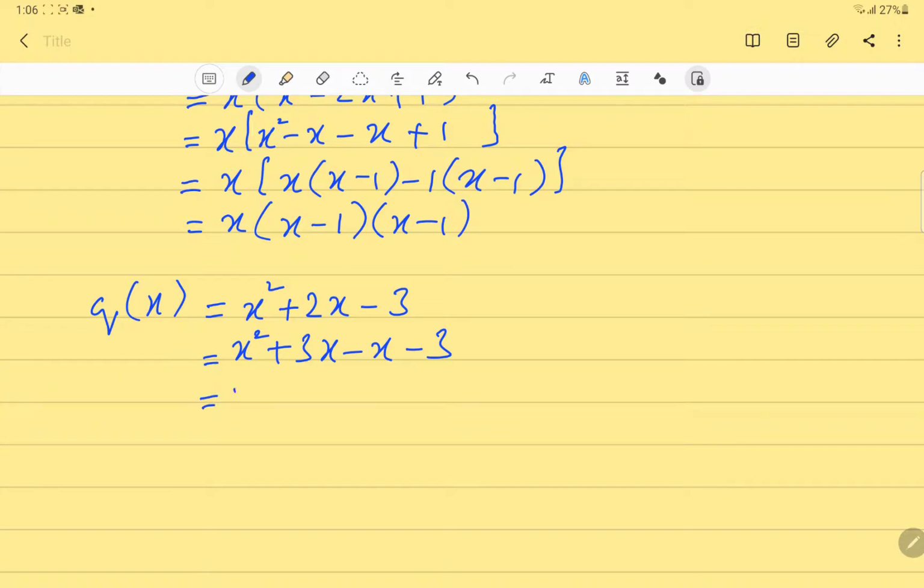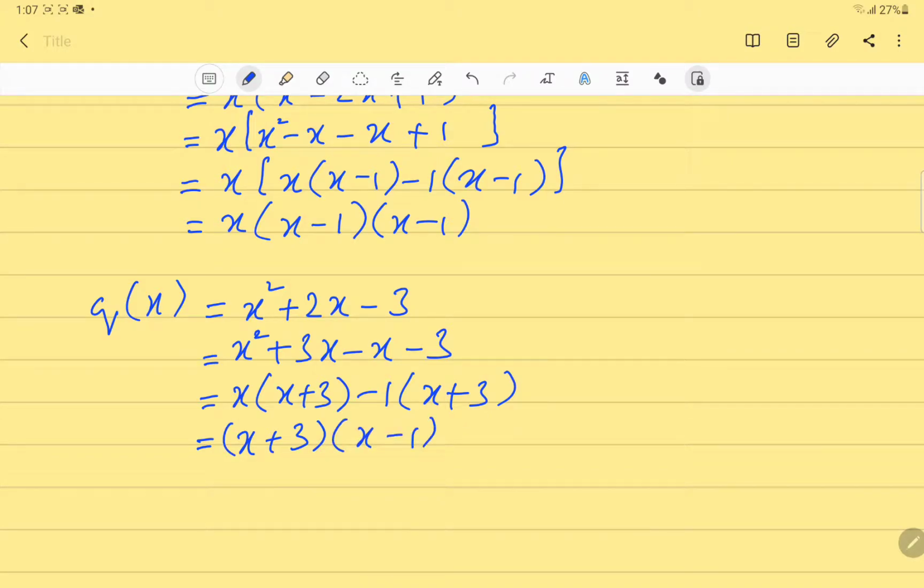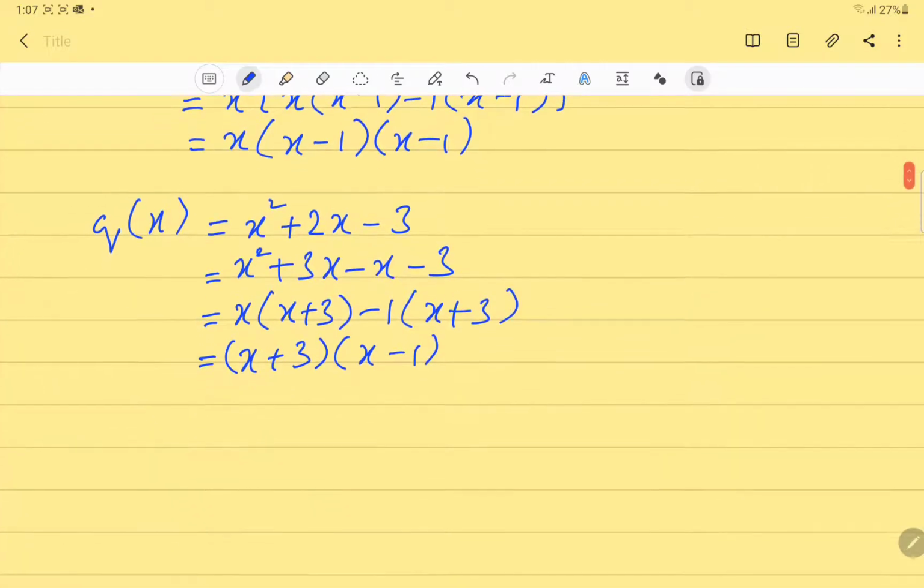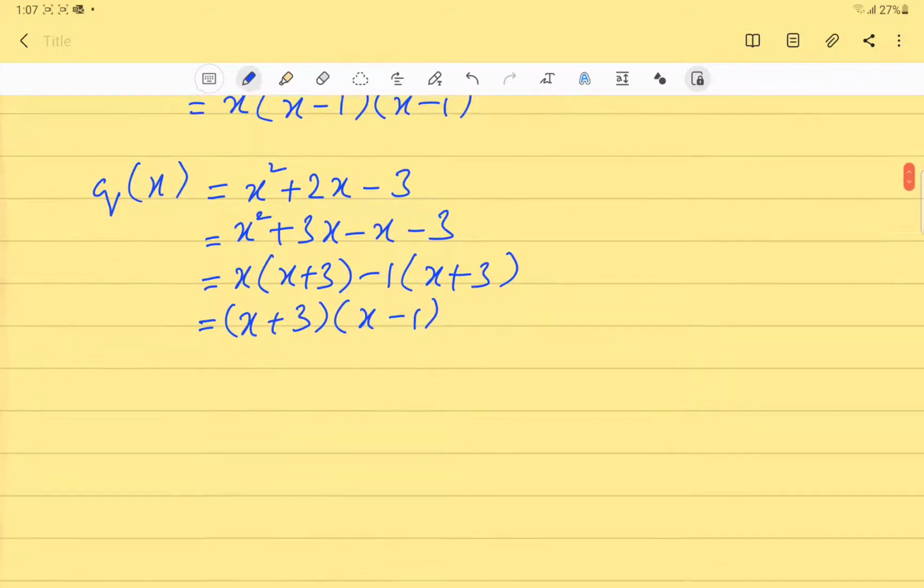Now in the first two terms x is common. In the second two terms minus 1 is common. Then in both the terms x plus 3 is common. In the second bracket it comes out to be x minus 1. So this is the factorization of our second expression.